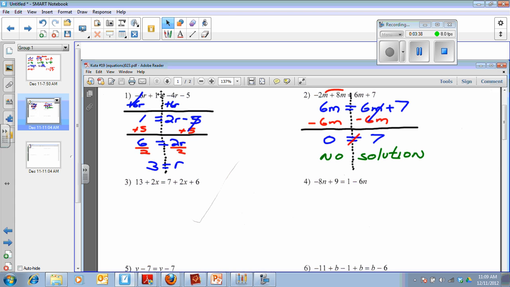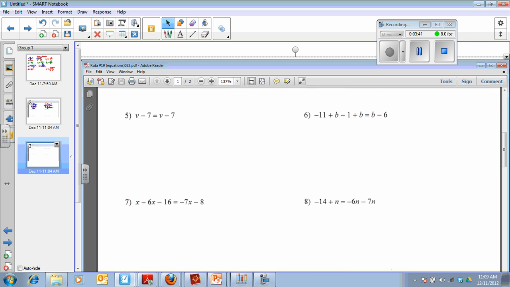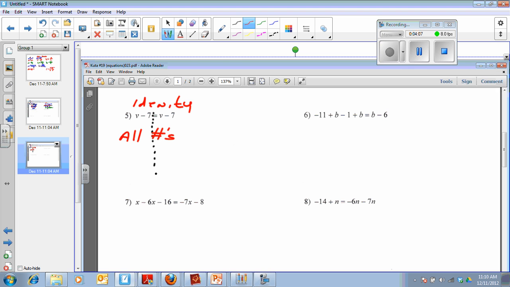I'm going to do a couple more problems. I think I'll go farther down onto the handout. I'm going to look at problem number 5. When I look at problem number 5, the one thing I notice is that both sides look identical. This is called an identity in math. When I see an identity, both sides look exactly the same. That means that all numbers are solutions. It doesn't matter what number I pick, it will work.